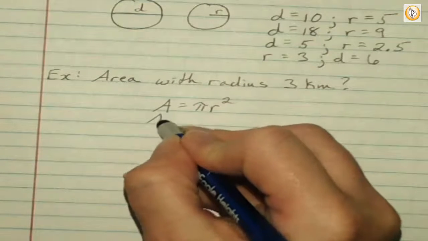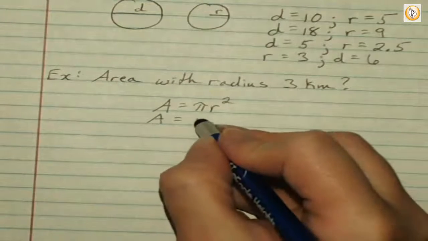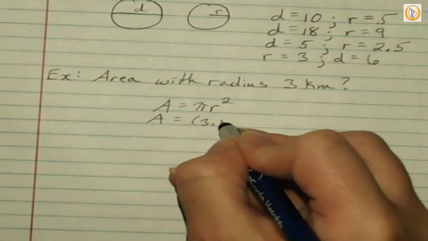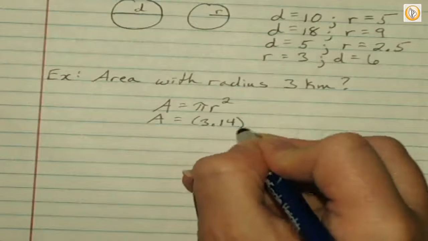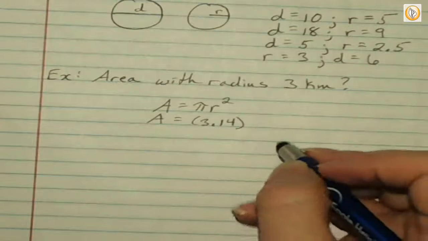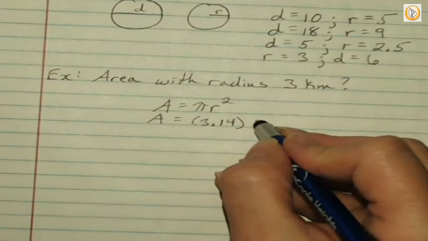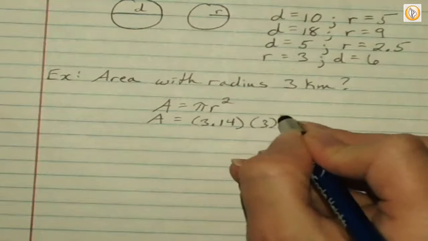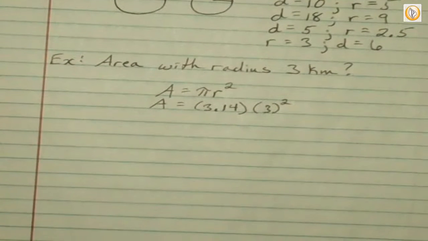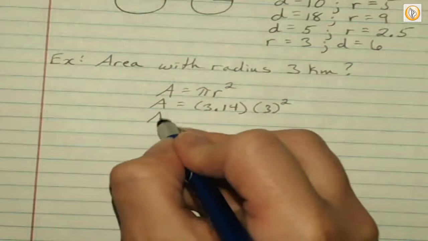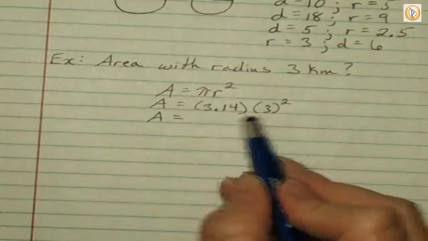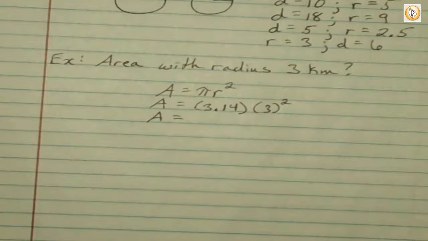Emily, what's pi? 3.14. What is the radius, Emily? Okay, so see, I'm plugging my information in. Emily, what is the first thing you think I need to do? Multiply these two or square the 3? Which is it? How do you know that?